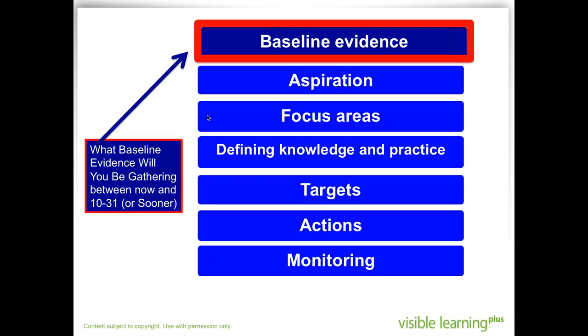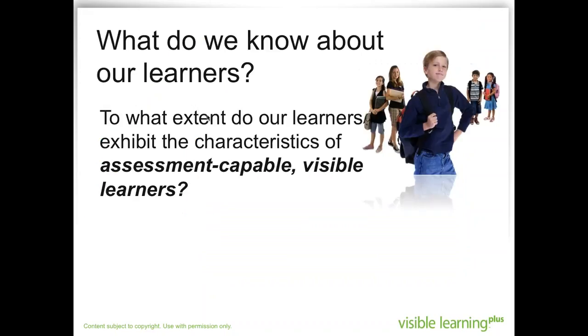We've got at least a little bit of freedom, a little bit of flexibility is a better term, to not feel like we have to do it so quickly that we can't have a chance to think about it and do it well. And so a way to really get started is: what do we know about our learners? To what extent do our learners exhibit the characteristics of an assessment-capable visible learner?